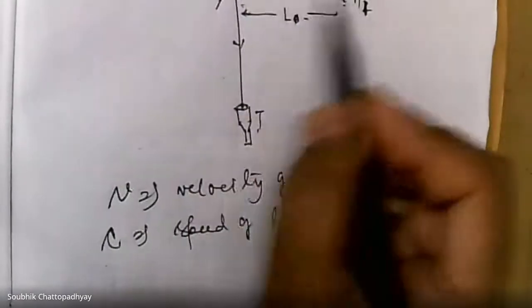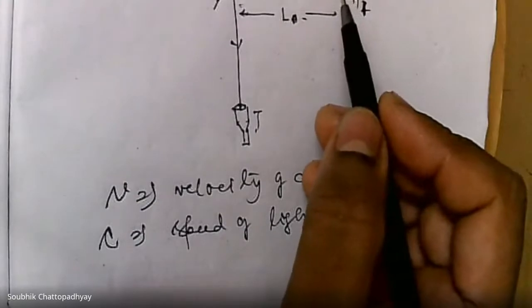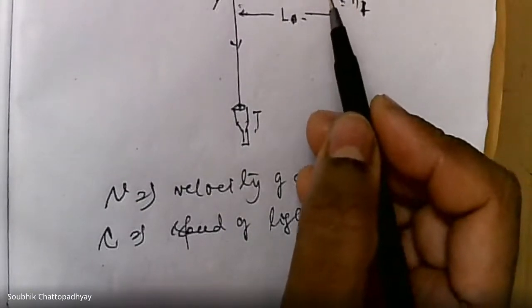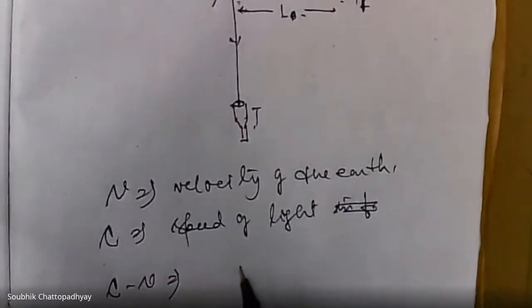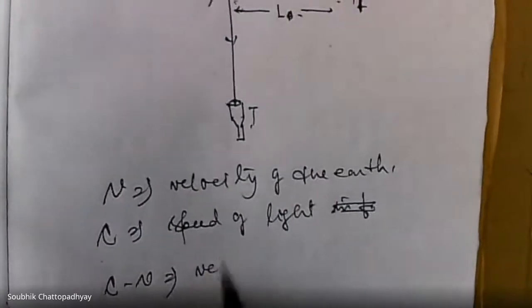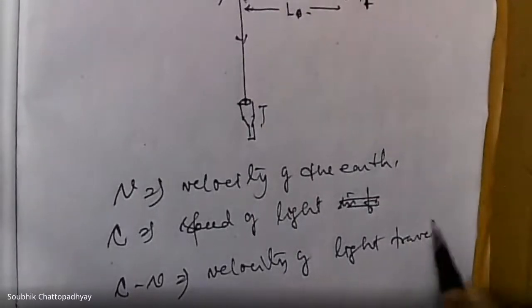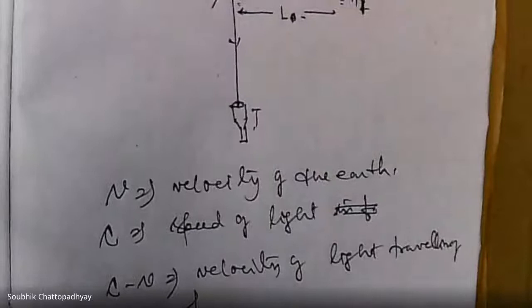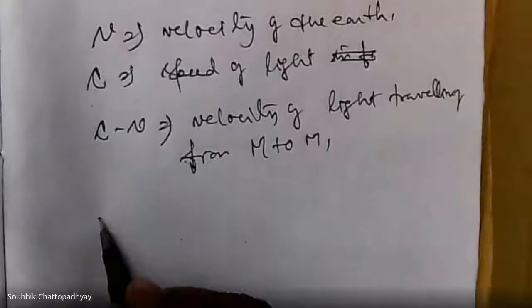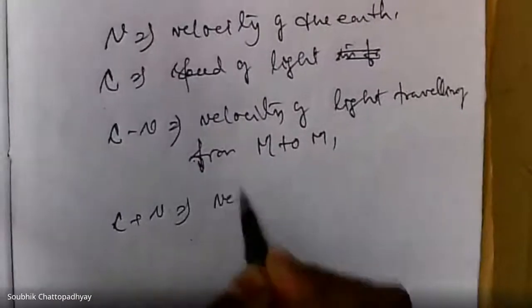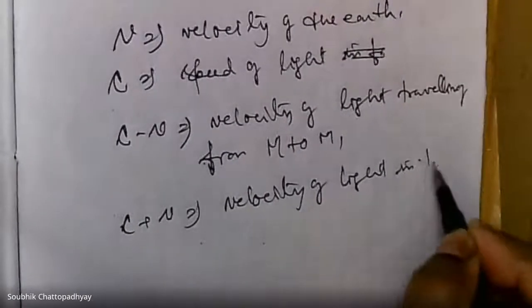তাহলে যখন যাচ্ছে M to M1 তখন এর ভেলোসিটি হবে c minus v, velocity of light traveling from M to M1. তাহলে c plus v হবে velocity of light in return path.